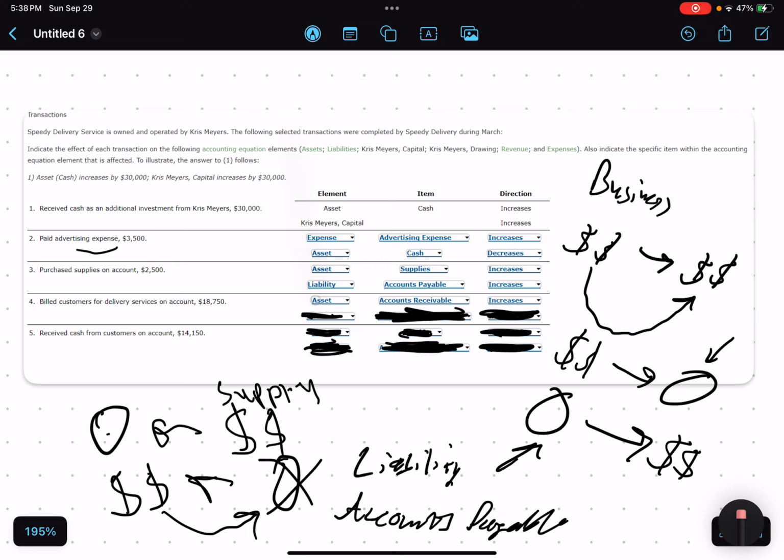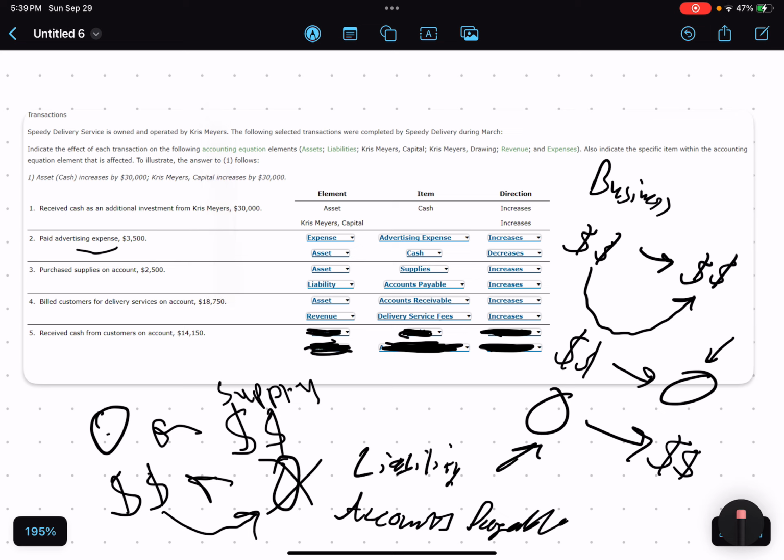And so what happens when you increase in assets? Well, you get revenue, right? And when you get revenue, what item would that fall under? The delivery service fee, because we're billing customers for delivery service. So we're going to be earning revenue via the fees that the customers pay. And so the amount of fees that the customers have to pay will increase because we're charging $18,000.